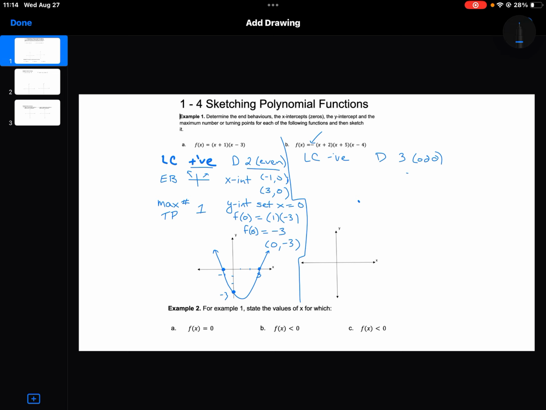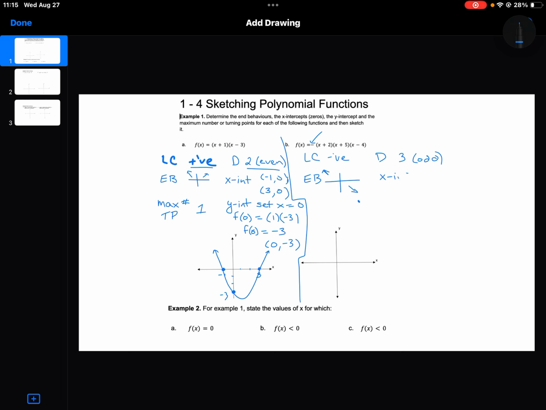My end behaviors are then that of a negative odd function, which means they are finishing in opposite directions and they're going down to the right, just like the equation of a line with a negative slope.